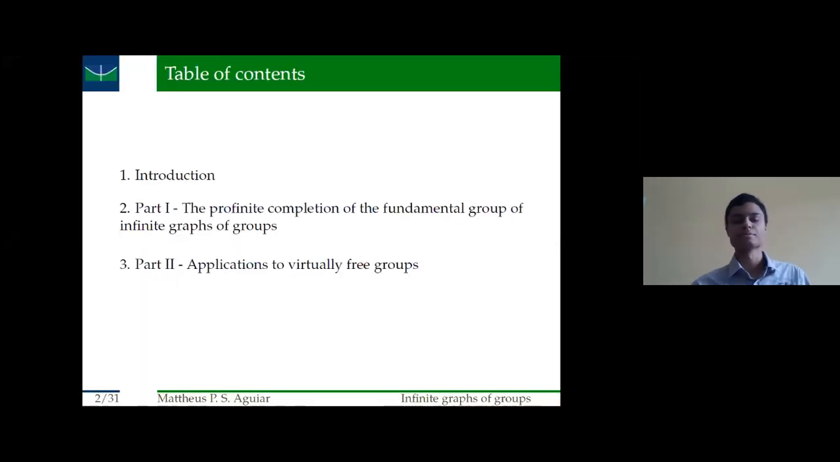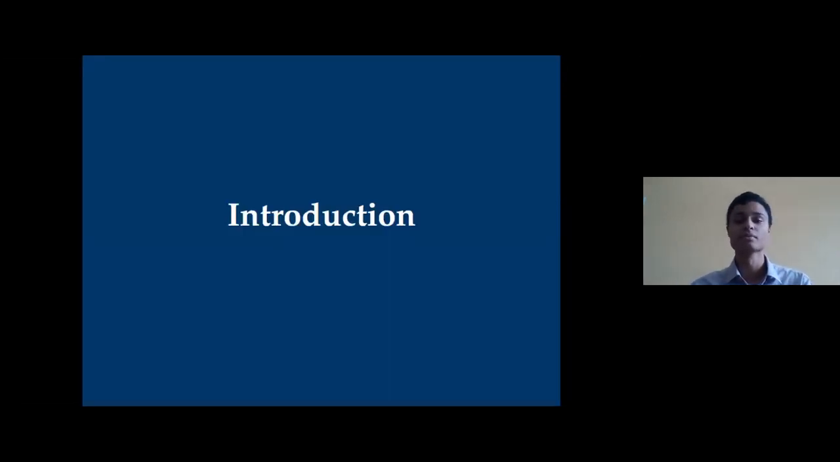So I will make a brief introduction and some basic aspects of the theory. Next, I will present part one, the profinite completion of the fundamental group of infinite graphs of groups, and I will explain what all of this means. And in the last part, I will apply these to virtually free groups.